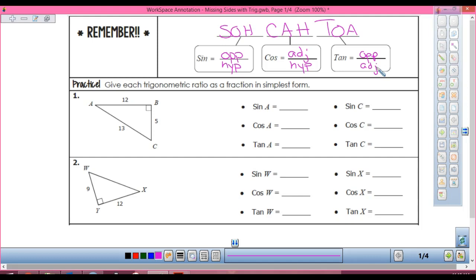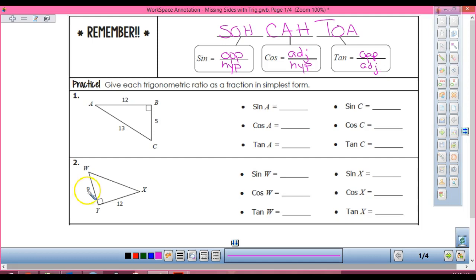Alright, so number three, or just kidding, number two, only gives me two sides. So it's going to be hard for me to use my hypotenuse if I don't have it, right? Is there a way I can find it? How? Pythagorean theorem. Yep. Anytime you have two sides of your triangle, you get your third by using Pythagorean theorem.